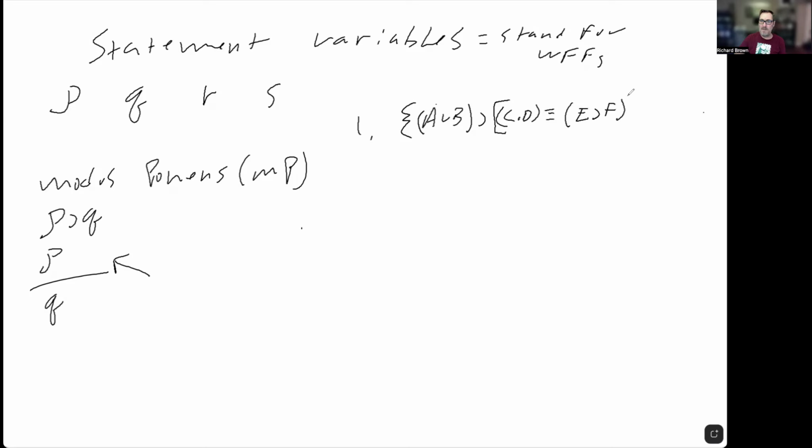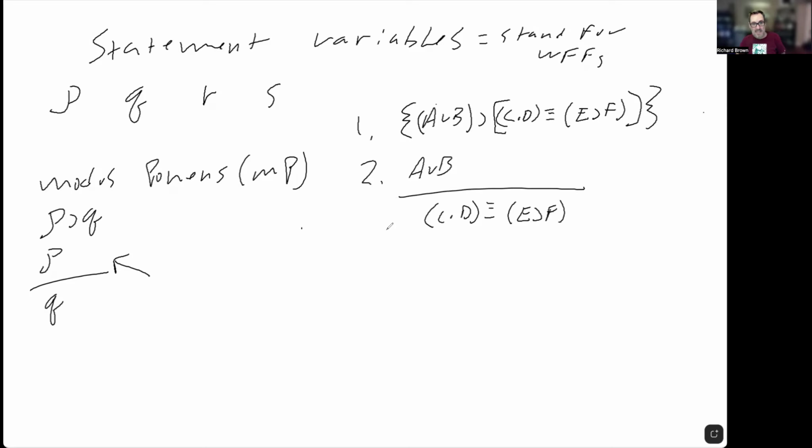So here we have 1, 2, 3, 4, 5, 6 propositional variables. So we would need 2 to the 6 lines in order to truth table this out. So that's 2 times 2 times 2 times 2 times 2 times 2, which I think is 64. And of course, the more variables that you have, the more lines you're going to require in a truth table.